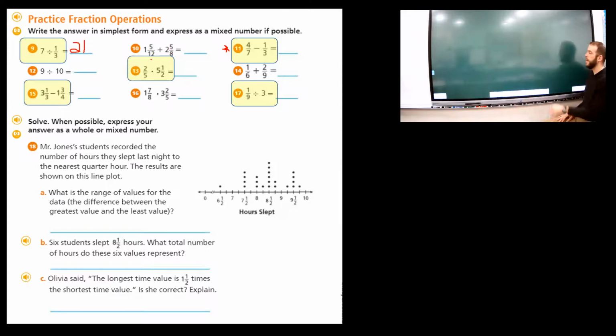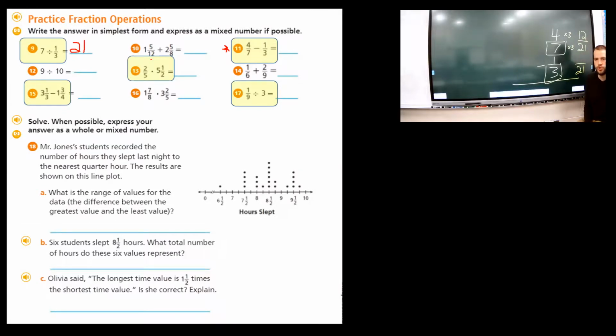4/7 minus 1/3. I'm writing them up and down because it's subtraction. And the first thing I got to do is give them the same name. 7 and 3, what's the first name that they both have in common? 21. How many 7s make 21? 3. Do it to the bottom, do it to the top.